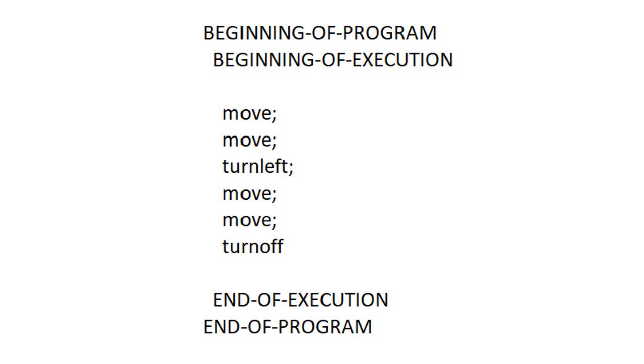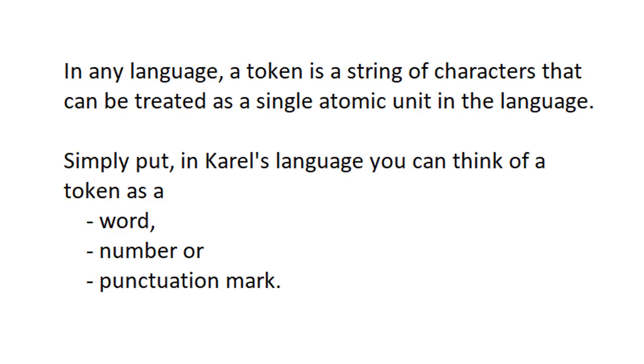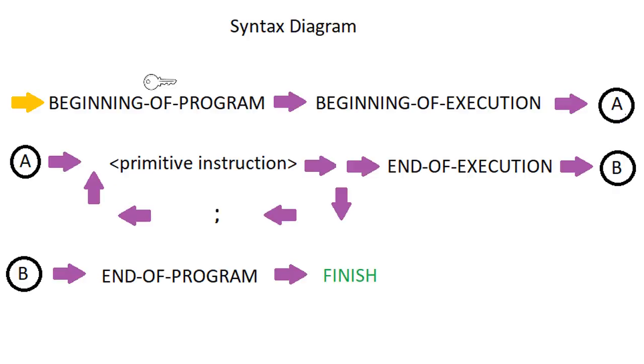In order to do this, we need to break the program into a sequence of tokens. Let's take a minute to talk about tokens. In any language, a token is a string of characters. This string can be treated as a single atomic unit in the language. Simply put, you can think of a token as a word, number or punctuation mark.